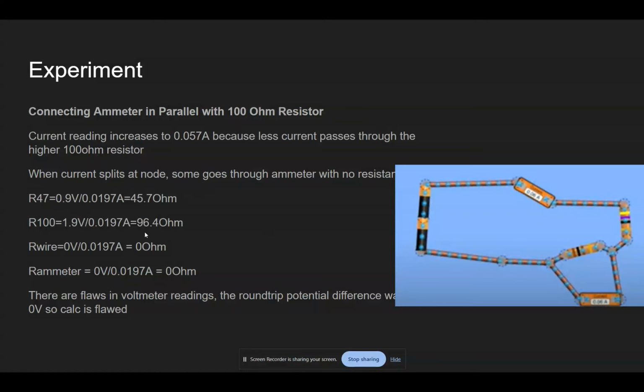R wire is 0 ohms. R of ammeter is also 0 ohms due to the assumption we make. There is a flaw in the voltmeter readings where the round trip potential difference is supposed to be 0 volts, but it was actually 0.2 because the calculation is flawed.